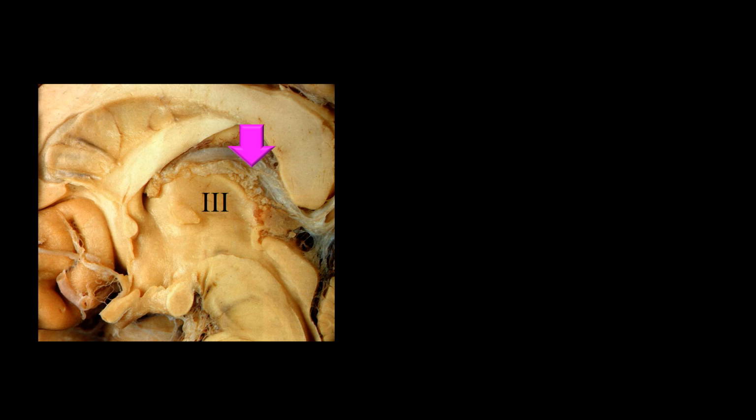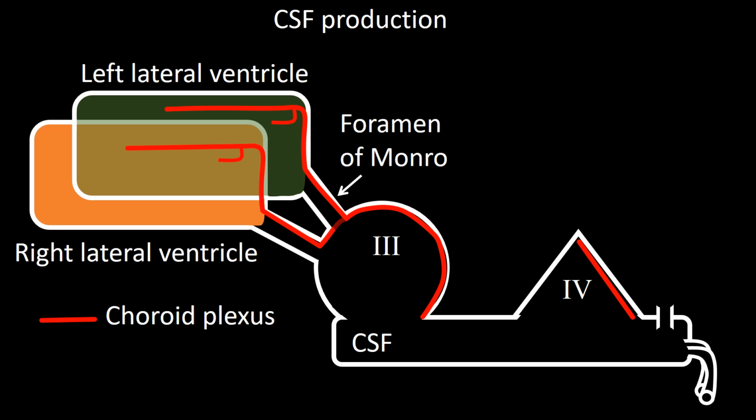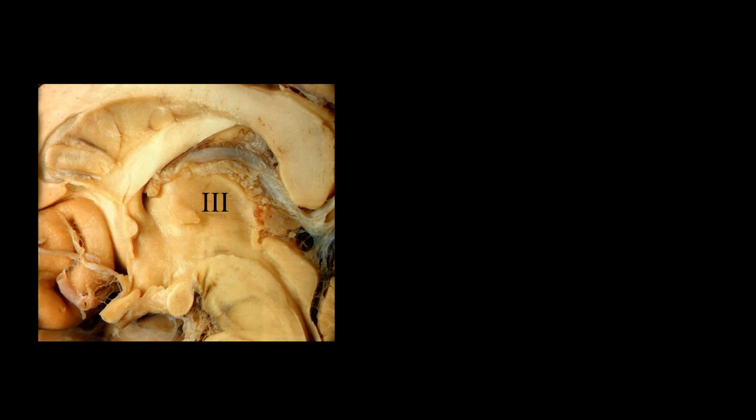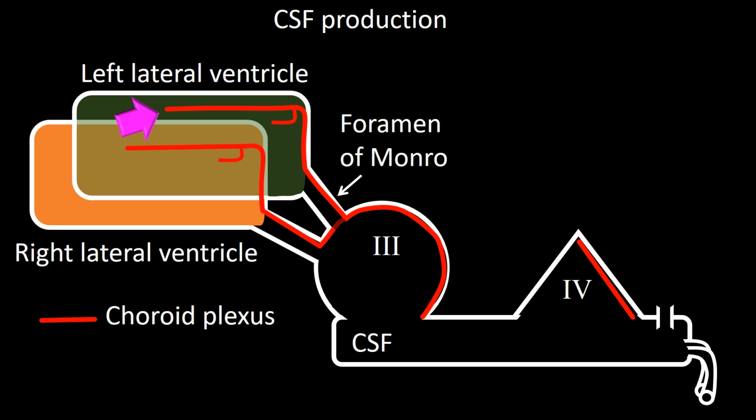Notice that it is a granular looking structure that is attached to the roof of the third ventricle. Choroid plexus is also present in the foramina of Monro. Going back to the specimen I showed you before, with a little bit of imagination you can see the choroid plexus coming out of the foramina. The fourth major location of the choroid plexus is the lateral ventricle.